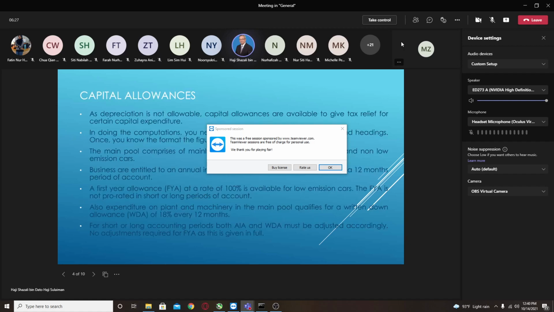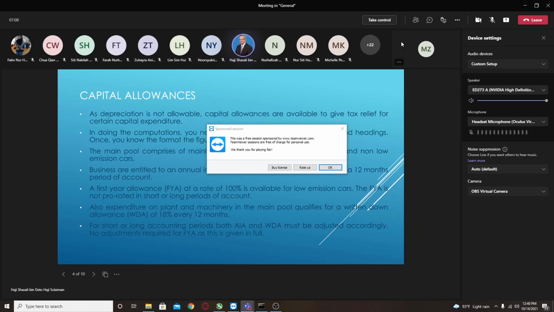As depreciation is not allowable, the Brunei authority and the UK authorities do provide capital allowances. Capital allowances are available to give tax relief to certain capital expenditure. In doing the computations, if you remember the pro forma last week, the most important thing, since you had an exam, is to know what the format looks like: the main pool, the annual investment allowances, how the columns are set up.